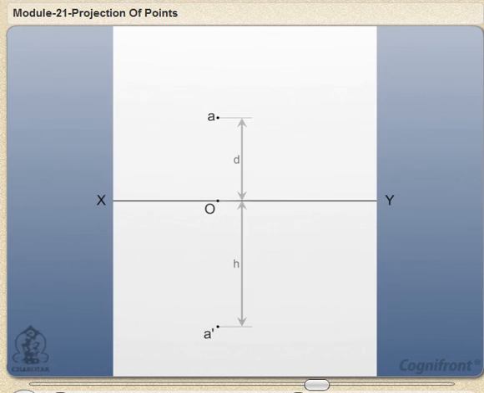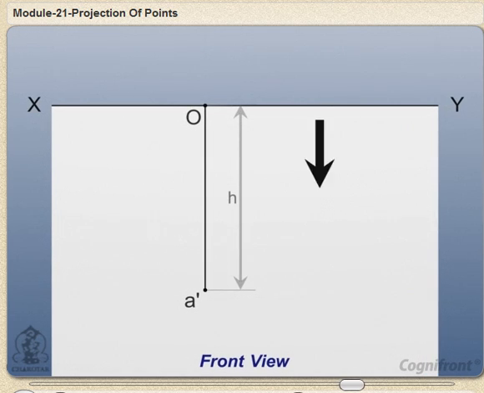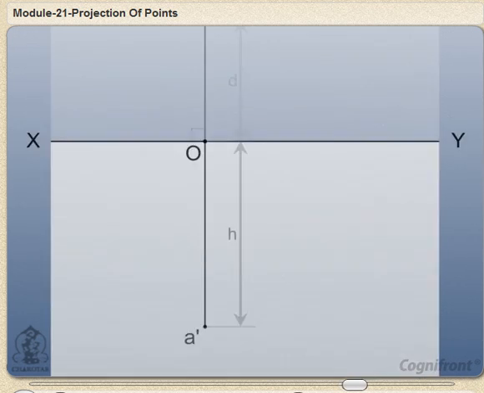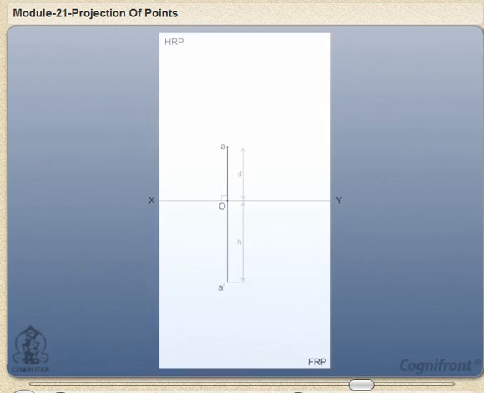The points A and A dash represent the images of the object on VP and HP respectively. The line joining A and A dash is the projector line and is perpendicular to the reference line XY. Observe, its front view will be lying below XY and top view will be above XY. Now, look at the screen carefully.